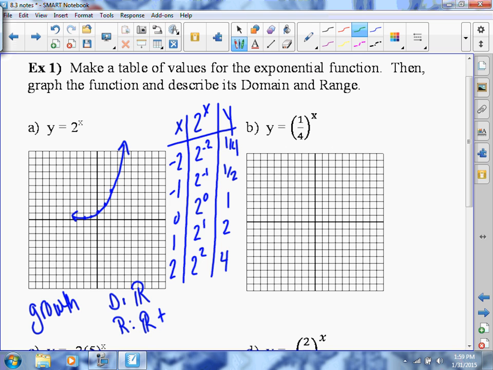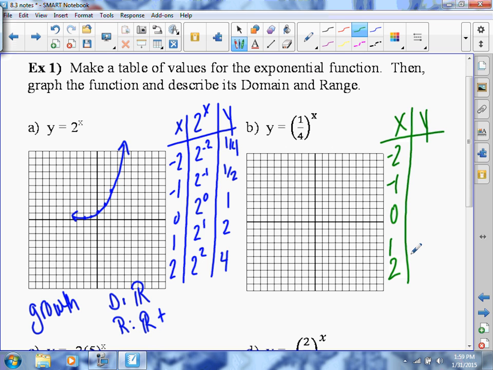Okay, let's try the next one. X. And then I'm just going to do y this time. If you want to do that middle column, you can, where you're showing the substitution. And we're going to pick -2 to 2. So we'll have 1/4 squared if we start down here with 2.